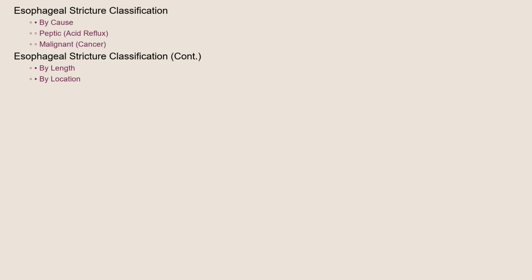Another diagnostic tool is a barium swallow study, where you drink a barium solution, which coats the esophagus, and then X-rays are taken. The barium highlights any narrowings or abnormalities in the esophagus's shape. Esophageal strictures can be classified by their cause, for example, peptic strictures, caused by acid reflux, or malignant strictures, caused by cancer. They can also be classified by their length or location in the esophagus.